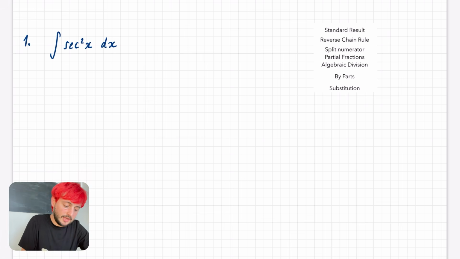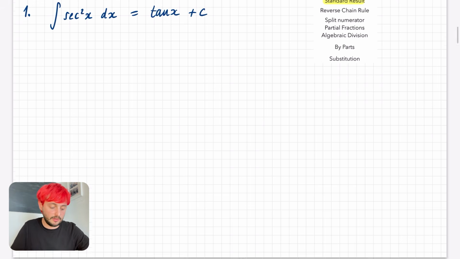The first one that we've got here is sec squared x. And I said for this one, this is actually just a standard result, so this should be pretty easy. We know that the thing that differentiates to sec squared x is just going to be tan x plus c. So that's just a standard result for this one.